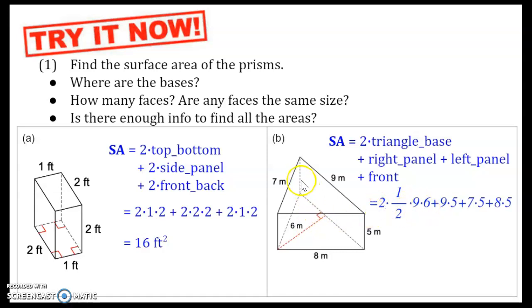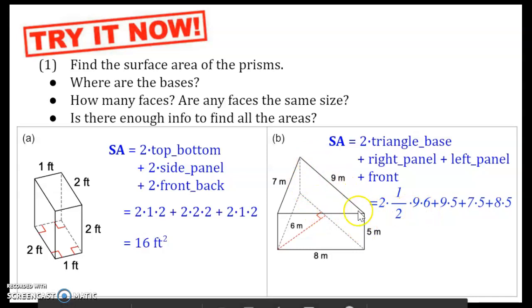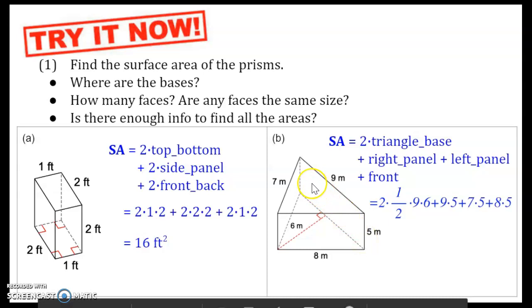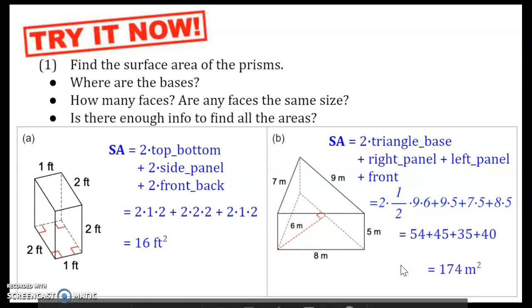For the right panel, it's going to be 9 times 5. We only have 1 of those. Do not make that mistake. Then the left panel is 7 by 5, and finally the front panel is 8 by 5. You add that all up, and you should have gotten 174 meters squared.